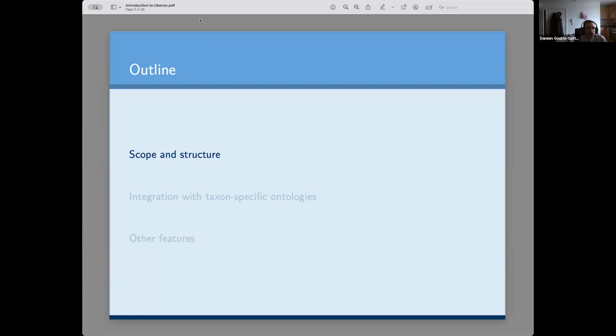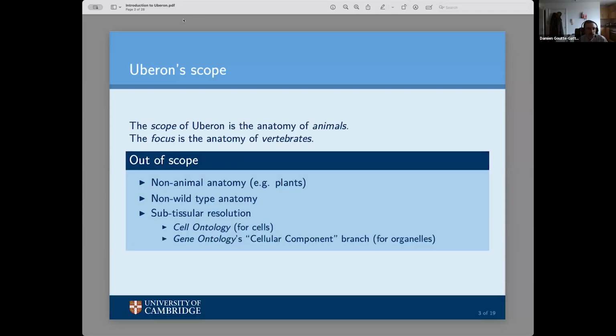So as Nico said, I will talk a little bit about the content that you can find in Uberon now, starting with the scope of the ontology and its implications on the class hierarchy within the ontology. As briefly mentioned by Nico in the introduction, the scope of Uberon is animal anatomy with a particular focus on vertebrates. And I will come back in a moment to elaborate on what we mean by a focus on vertebrates.